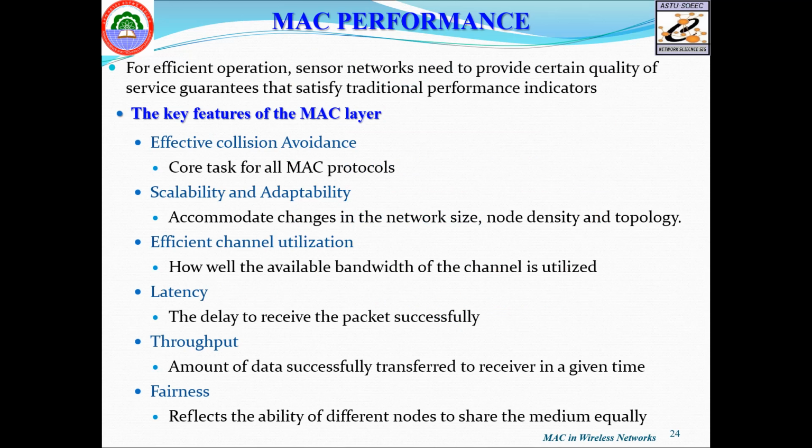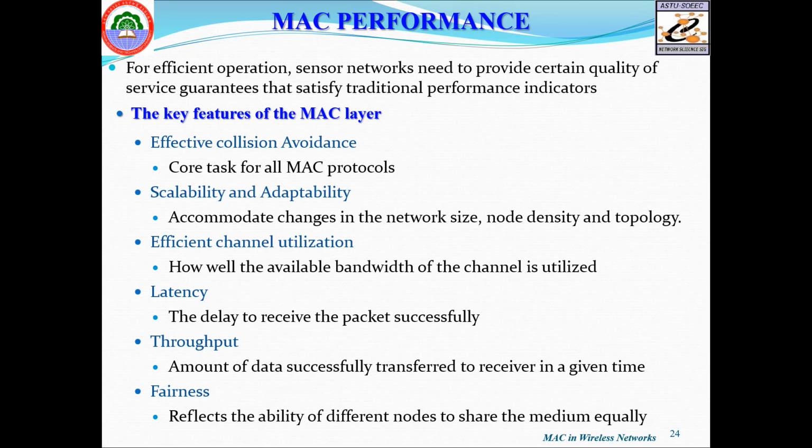When we come to MAC performance, to make a particular operation efficient, wireless sensor networks need to provide some quality of service parameters as performance indicators. There are various issues with respect to MAC protocol design. These are certain quality of service parameters which provide guaranteed quality of service. Among them, effective collision avoidance is one of the features of the MAC layer.